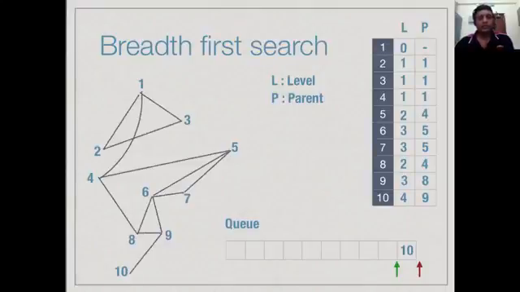So now we can trace back. I got to 10 from 9. So 9 came from 8. 8 came from 4. 4 came from 1. So the path is actually 10 to 9 to 8 to 4 to 1. And you can see indeed we have a path from 10 to 9 to 8 to 4 to 1. So this is how you can reconstruct the path information and also the distance information at the same time when you are computing breadth-first search.